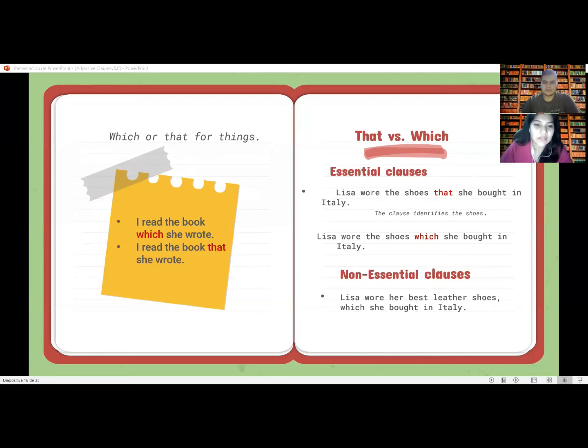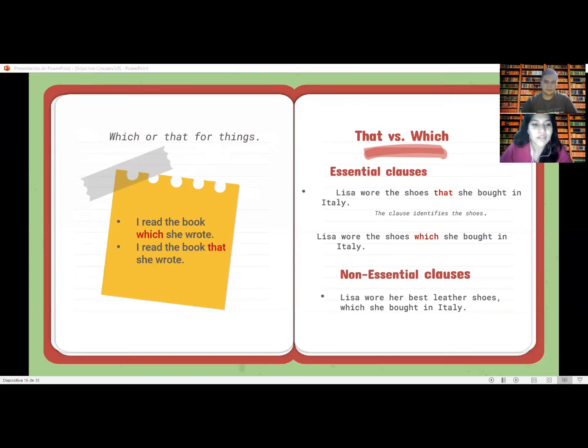An essential clause does not take a comma before it. For example, these are words that she wrote in Italia. What shows the work that she wrote in Italia? The clause identifies the show. Which may also be used to introduce an essential clause. For example, these are words which she wrote in Italia. Now, essential clause which is used for modifying an animal or a thing.